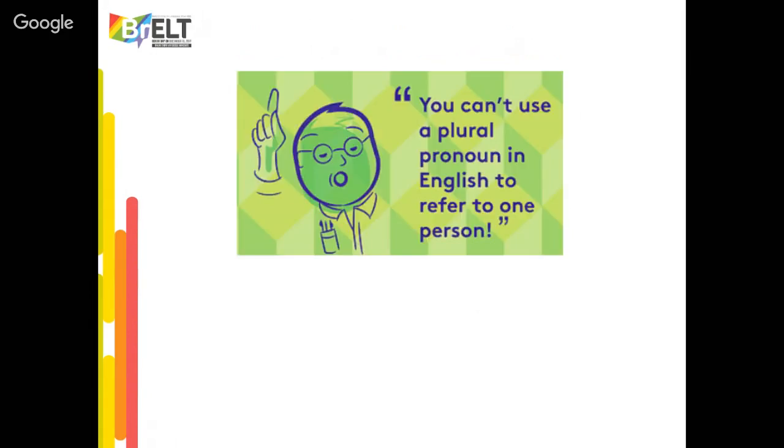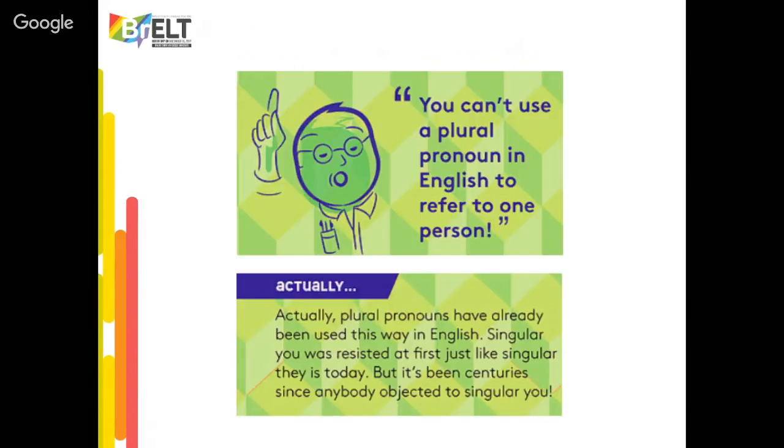Now, some may argue you can't use a plural pronoun in English to refer to one person. Actually, plural pronouns have already been used this way in English. Singular you, so the you that we use to talk only about one person, right? Or actually the you that we used to talk about more than one person, was resisted at first, just like the singular they is today. But it's been centuries since anybody objected to singular you.